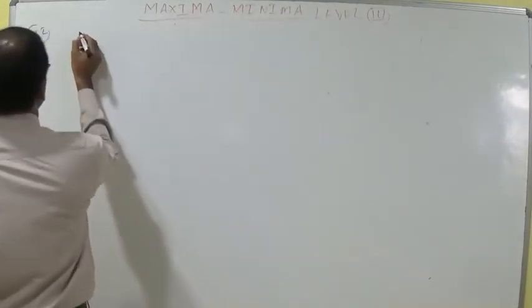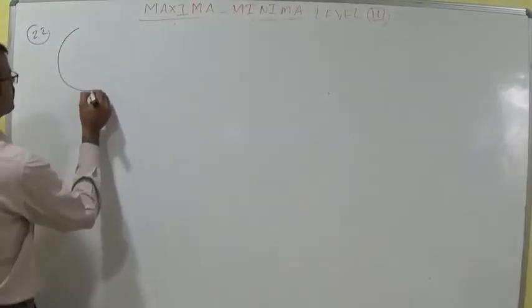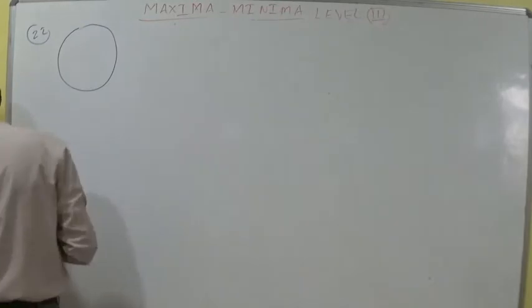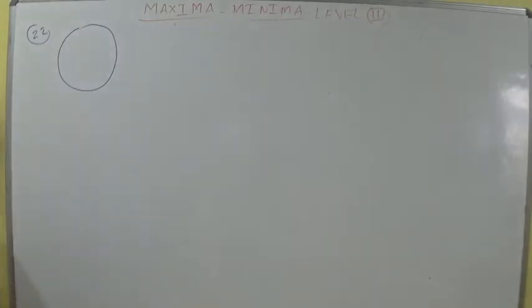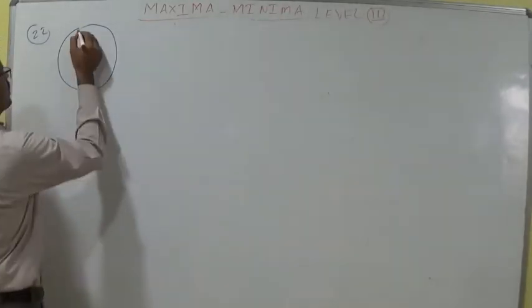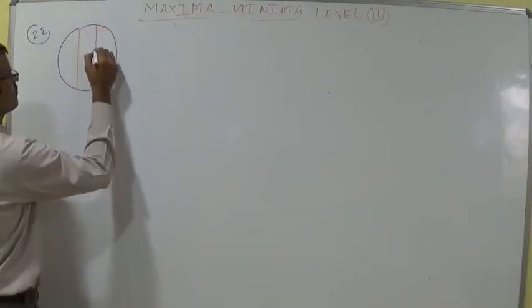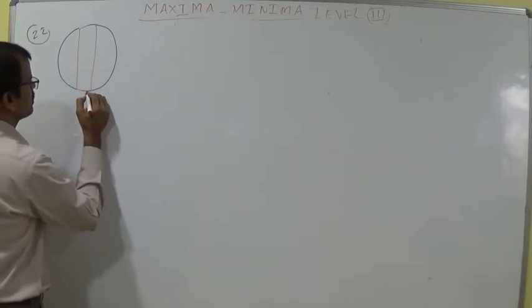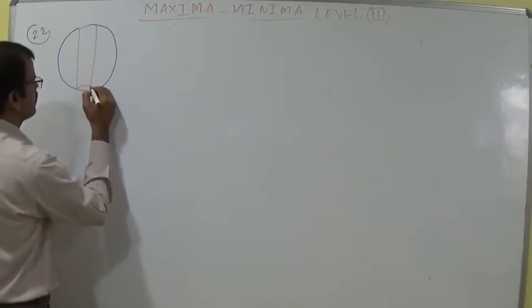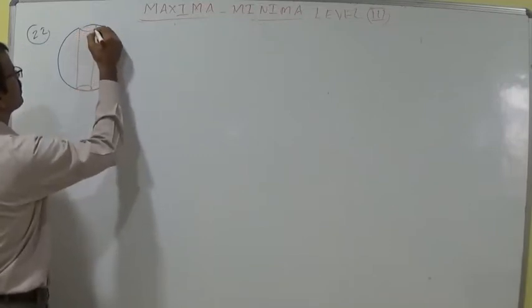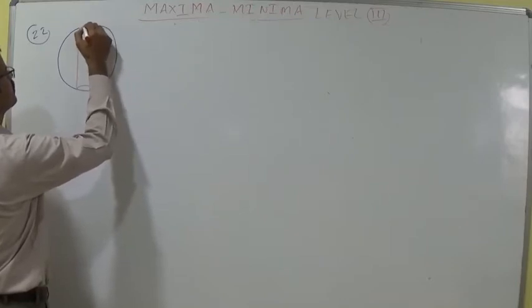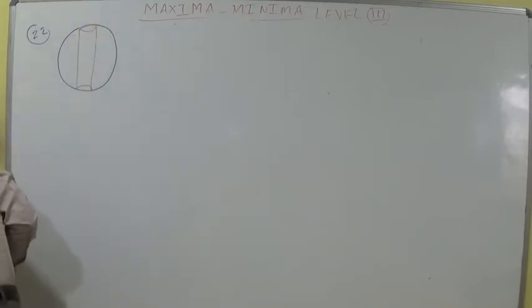The cylinder inscribed in the sphere. This is a sphere and this is the cylinder. The cylinder inscribed in the sphere, which is having maximum area. This is having maximum area. Volume or area? Once more, read the question.